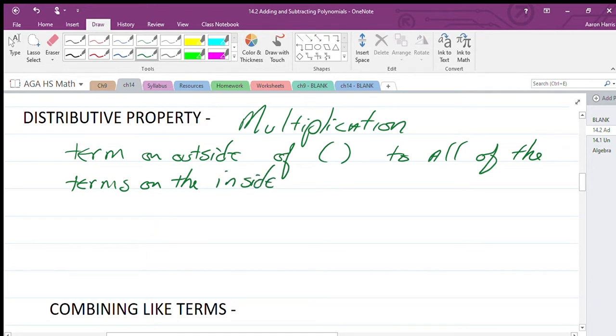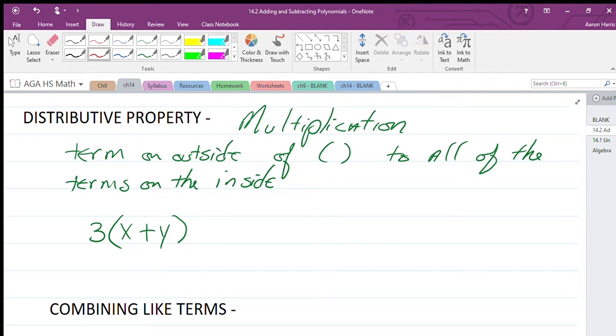Does that make sense? Trying to break it down so you can understand it no matter what. Okay, so here we go. Let's say 3. 3 is a term. It's just a constant, but it's a term. Now we put parentheses. As soon as I put parentheses, I know that that says 3 times whatever is on the inside. Now let's add a couple of terms. Let's say x plus y.